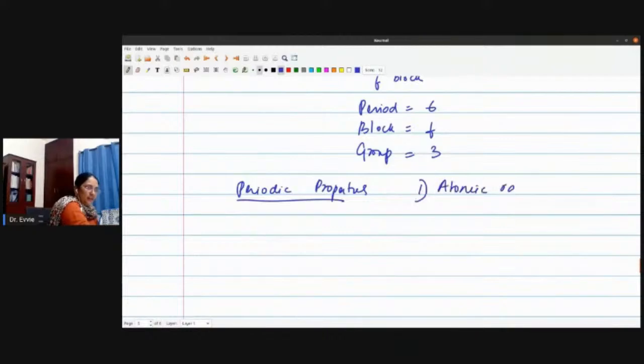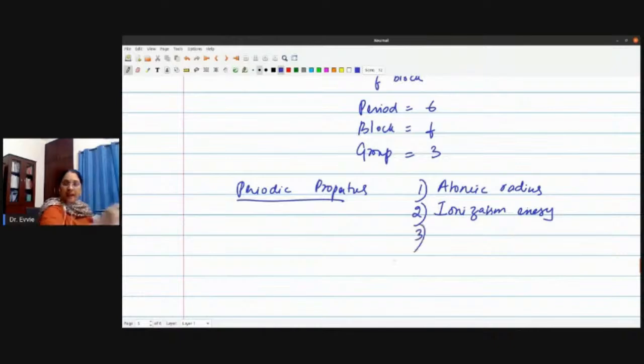I think you would have already studied it. As I told you, you would have studied only the general trend. Then you have the ionization energy. So what is ionization energy? Energy required to remove an electron. Now, third one, I have a question.